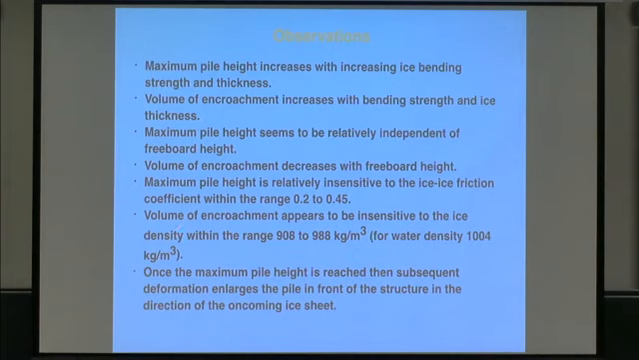We also did a little fun thing. We changed the density of our ice, so it was barely floating at the highest, and that didn't make much difference. You still had your sheet stiffness, and you're still supported by the ice underneath. So once you've got that pile, it really doesn't matter how dense your ice is. Initially, when it's floating, if it sinks, then you've got a problem. But once the maximum pile height is reached, the subsequent deformation enlarges the pile in front of the structure, and you get a rubble field in front of your structure, of course. So that's the 2D work.